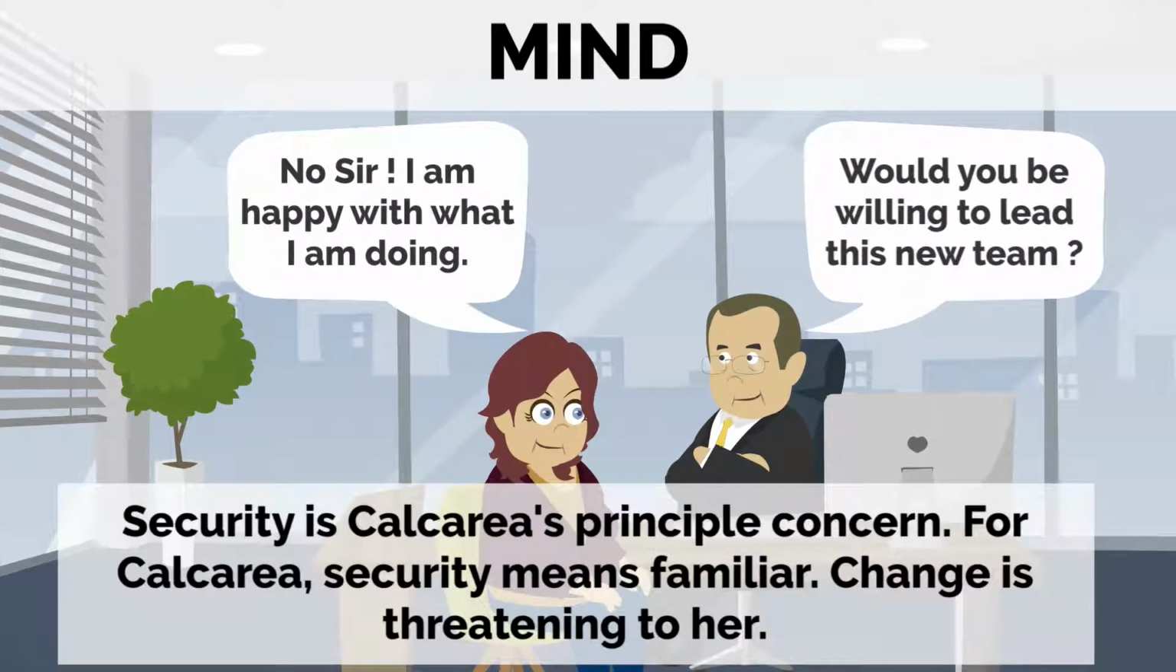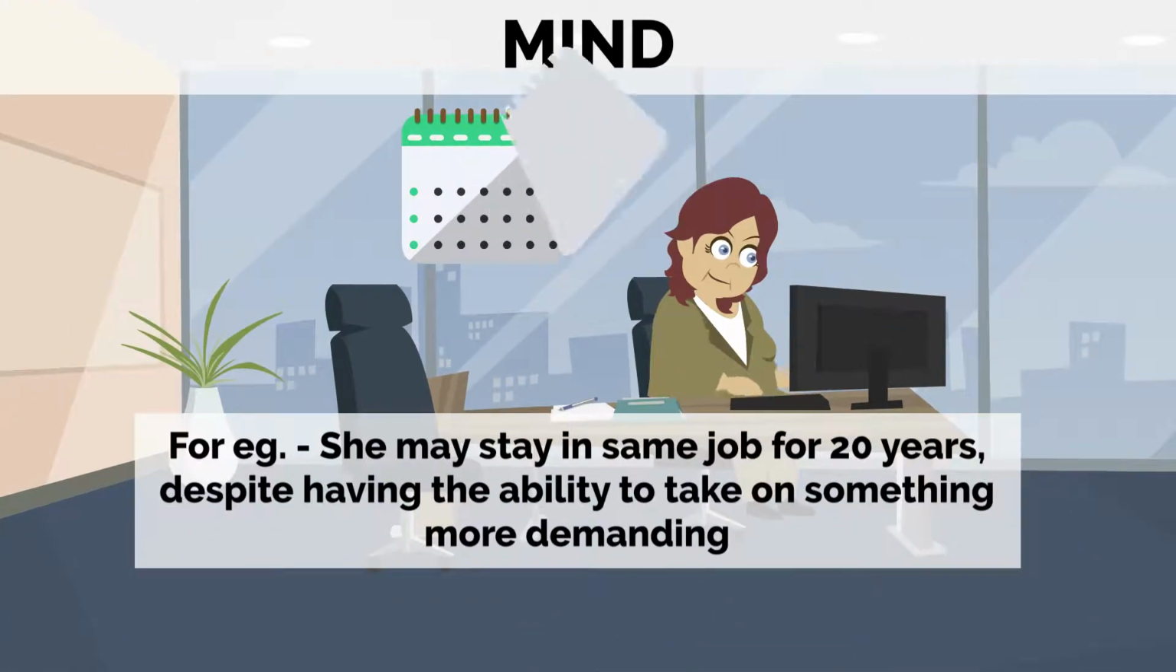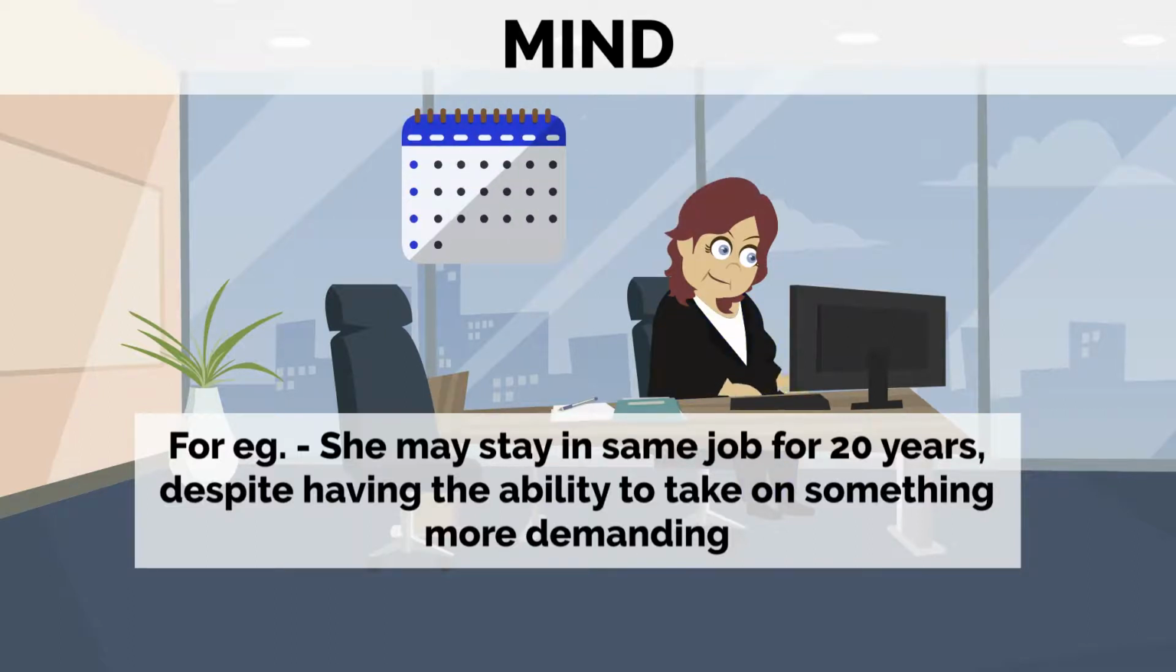Security is Calcarea's principal concern. For Calcarea, security means familiar. Change is threatening to her. For example, she may stay in the same job for 20 years, despite having the ability to take on something more demanding.